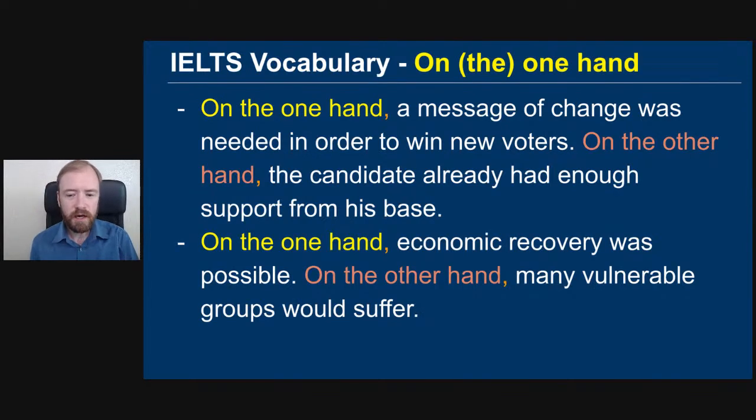On the one hand, economic recovery was possible. On the other hand, many vulnerable groups would suffer. Okay, so on one hand, we have economic recovery is possible. On the other hand, many people will suffer. So again, we're expressing opposite or conflicting ideas.